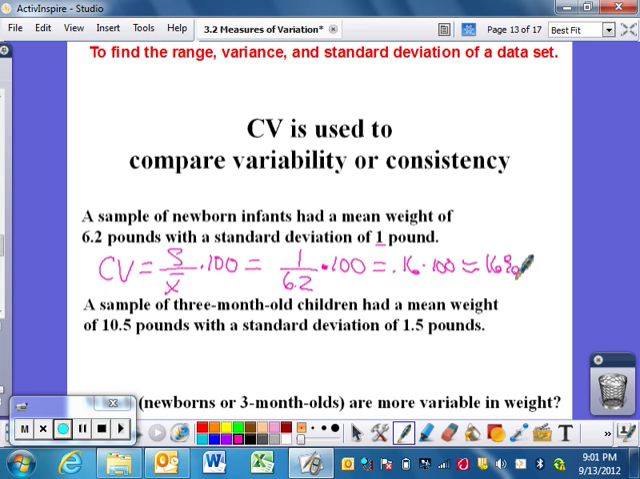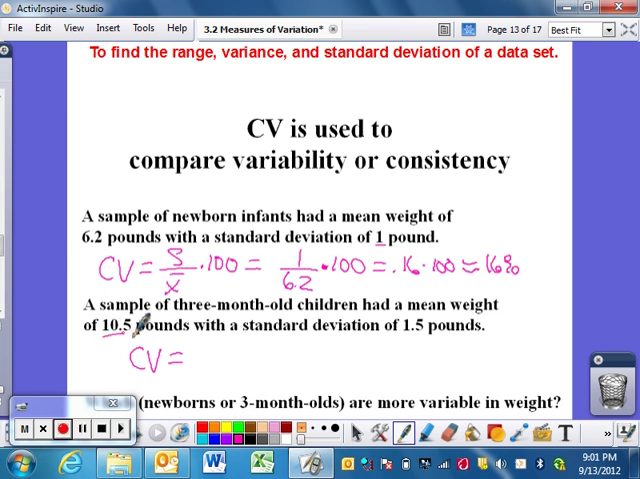Okay? 3-month-old. Big difference between a 3-month-old and a newborn. I know this right now because my son just turned 4 months old. So there's a different population, a different scenario. Weight gain's different. So we want to just compute this to see what's more variable. Who's more variable in weight, newborns or 3-month-olds?